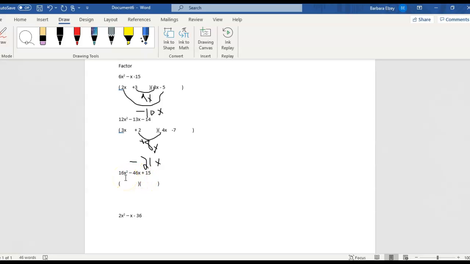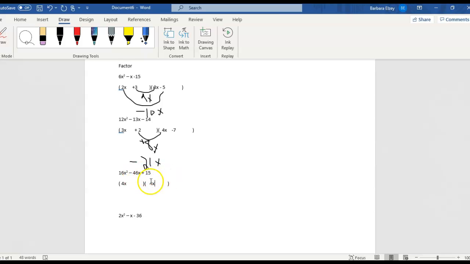Okay, so 16x squared, we could have several choices. We could do 4 and 4 to get 16. We could do 2 and 8 to get 16, or we could do 1 and 16. The one that we think of the most often is 4x and 4x. I have a feeling that's not our answer, but we'll go ahead and start with that just so we can see the trial and error process.